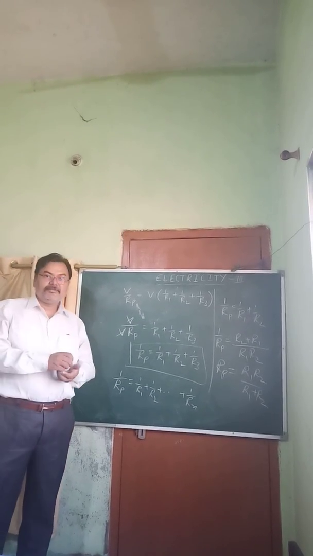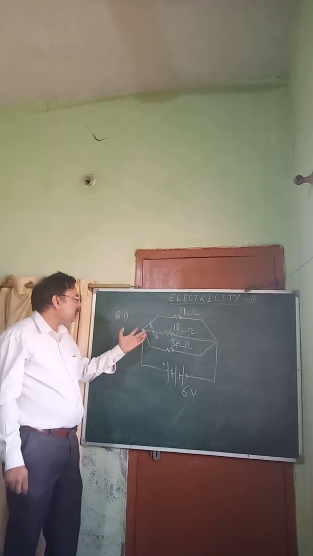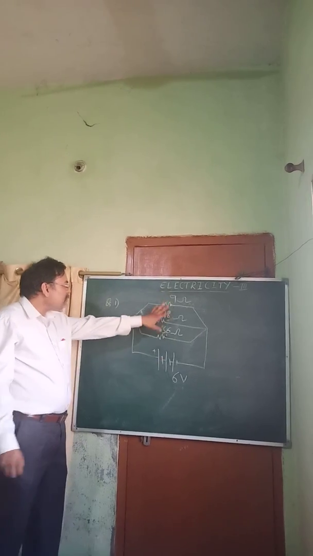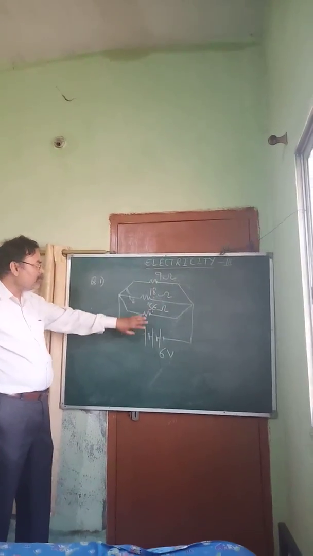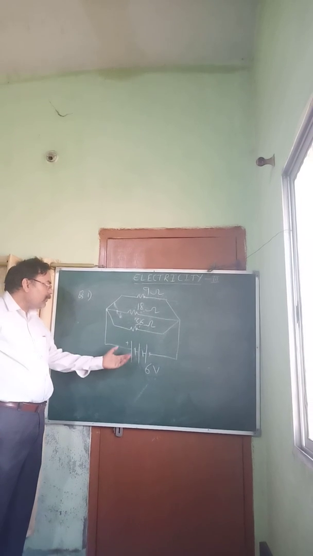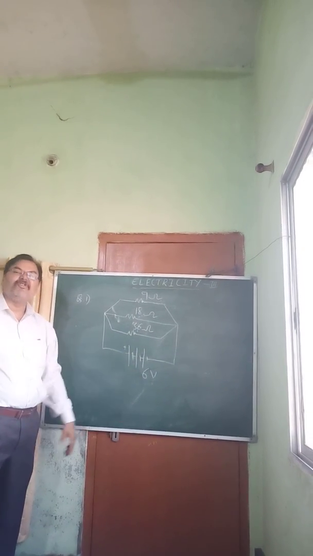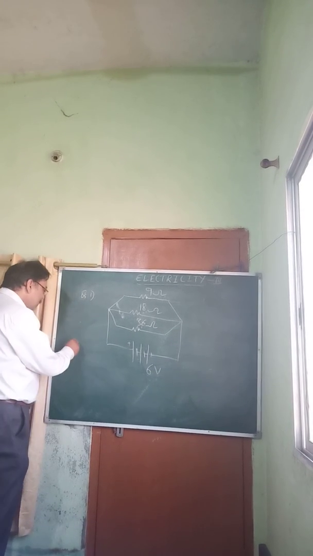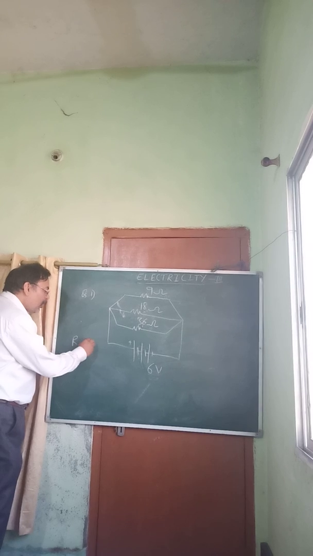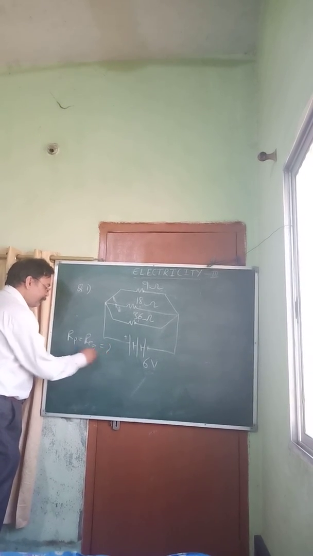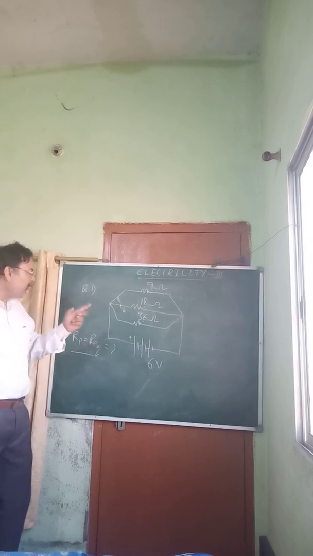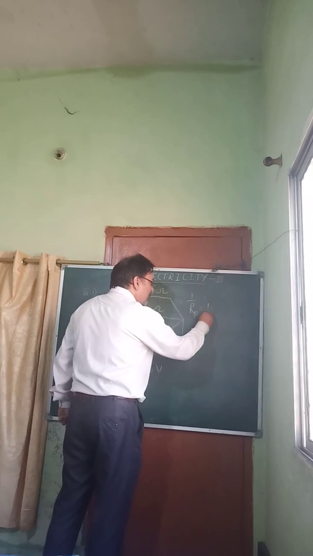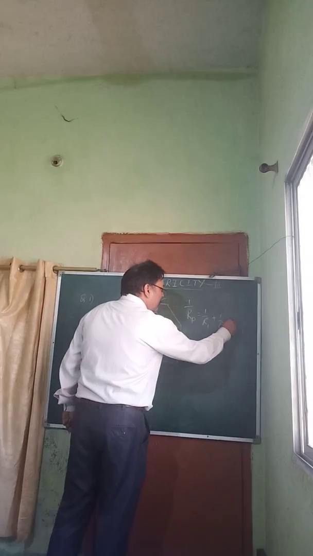Okay, let us take up this question about parallel combination. There are three resistors, 9 ohm, 18 ohm, 36 ohm, and they are connected in parallel with a battery of 6 volt. What we need to find out is the equivalent resistance. As they are in parallel, we have to find out Rp, or you can say R equivalent. So first of all, we have to write the formula, that is 1 by Rp equal to 1 by R1 plus 1 by R2 plus 1 by R3.